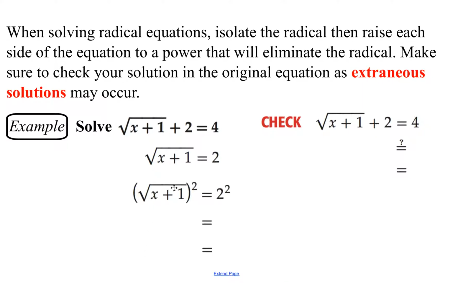So whenever you have a square root, you square it. And that gets rid of your radical. So you have x plus 1 is equal to 4. Subtracting 1 from both sides, we get x equals 3. Let's plug that back into our original equation here on the right-hand side, and we get 3 plus 1 under the radical, which is 4. And taking the square root of 4 gives us 2, and 2 plus 2 is indeed equal to 4, so that checks out just fine.